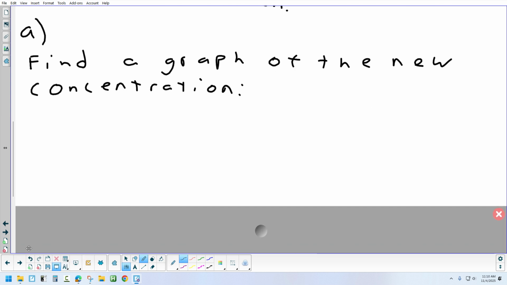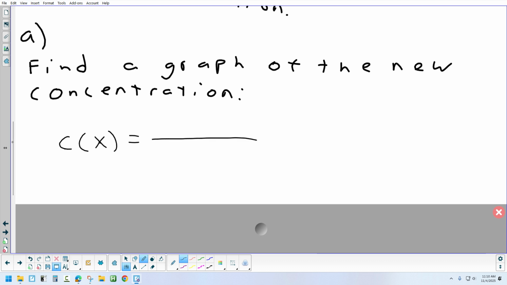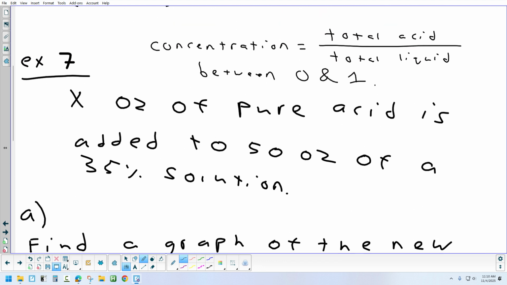Let's write a formula for the concentration. I'm going to name my function C, because C stands for concentration. And it's going to be the concentration as a function of how much acid I pour in, x. Okay. What goes in the top when you're finding your concentration in this problem? The total amount of acid. Okay. There's two sources of acid. We started with some and we poured some in.